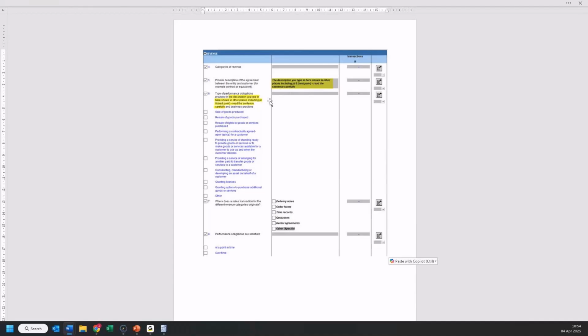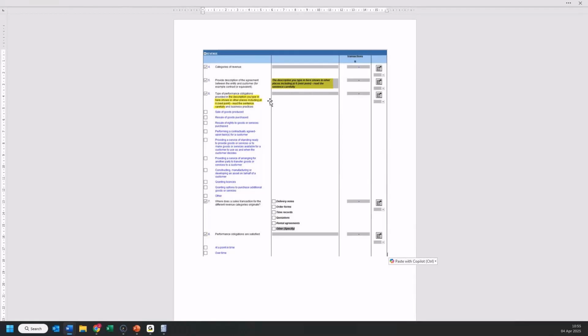Because what happens here is that if I type something like what you can see in yellow here, where I said the description you type in here shows in other places, including question or point 6, the very next point, read the sentence carefully. So whatever I document there or type or describe, that part literally goes forward in the rest of my document.